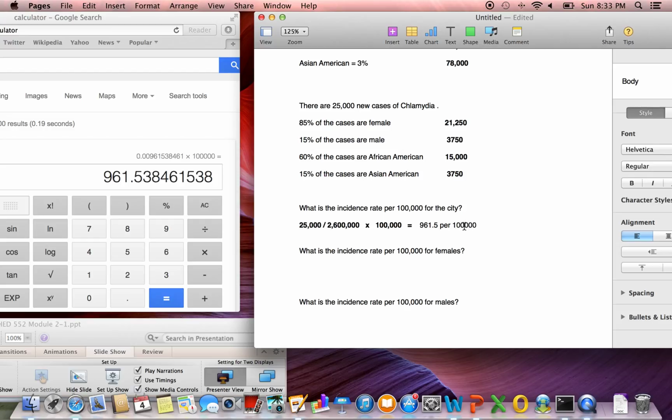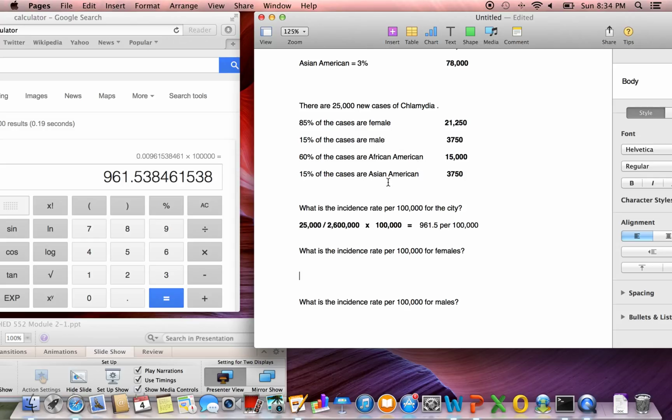Okay, so the final rate is 961.5 per 100,000 people. So for every 100,000 people in this city, 961.5 will have chlamydia. All right, so incidence rate for females.